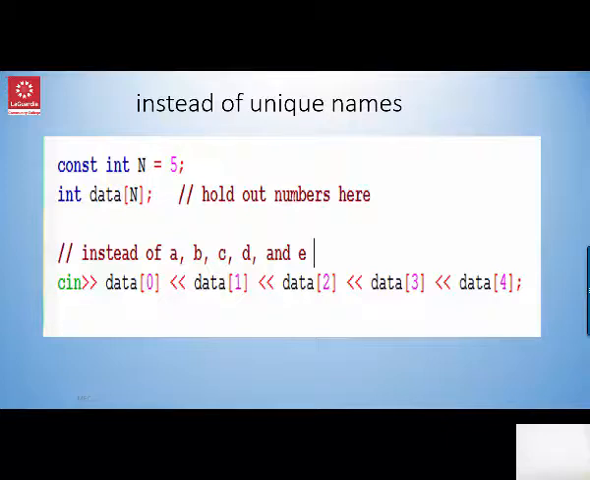So I have this constant integer n equals 5, and I'm going to call the array data. I've got to give it a name, right? Data is a nice name.